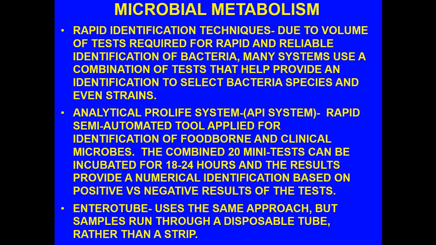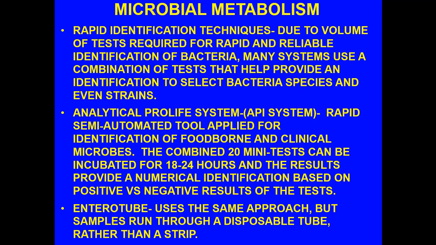The API system. This is a rapid, semi-automated tool applied for the identification of foodborne and clinical microbes. Basically, what you have is a strip of tests. They are basically all combined at the same time. You got 20 mini tests.